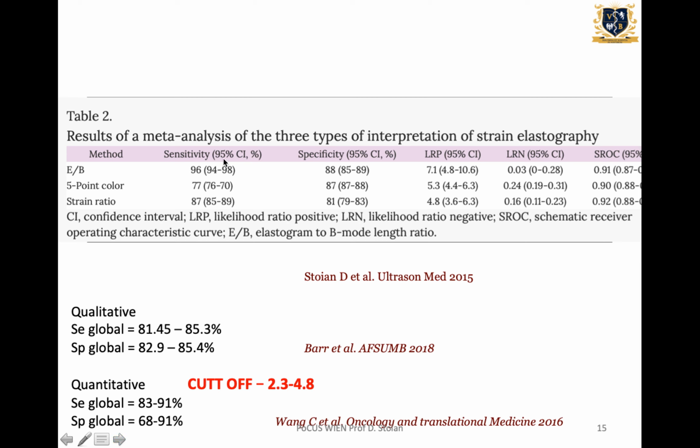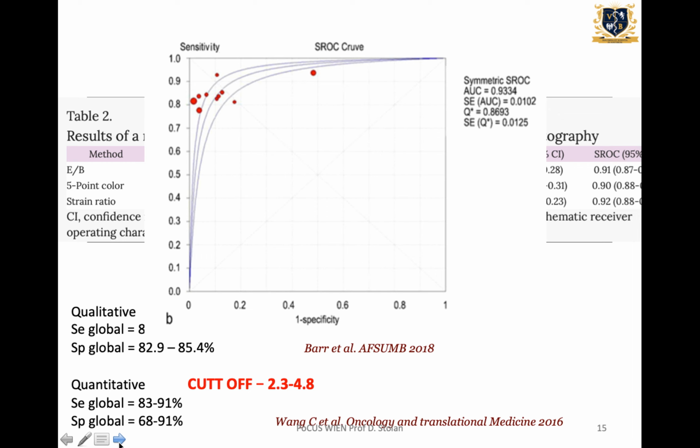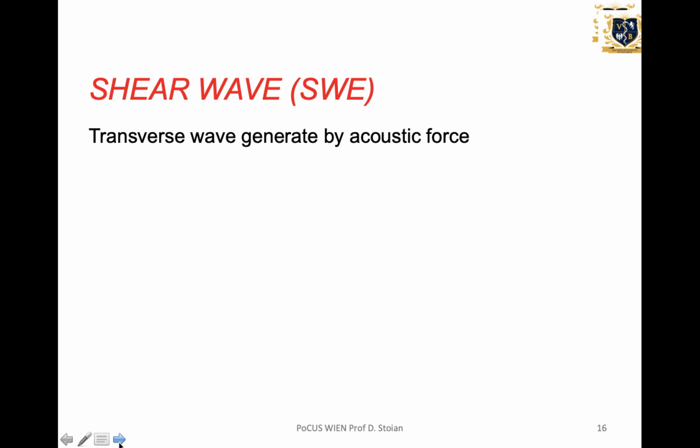When looking into which strain parameter should be used, whether the ratio of strain to grayscale, or point color, or strain ratio, there is solid evidence for good sensitivity and specificity with great area under ROC. What about shear wave? The tissue is exposed to a transverse wave generated by acoustic force, and actually the acoustic force is the transducer by itself.